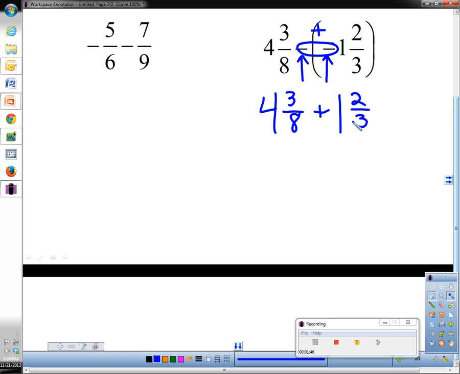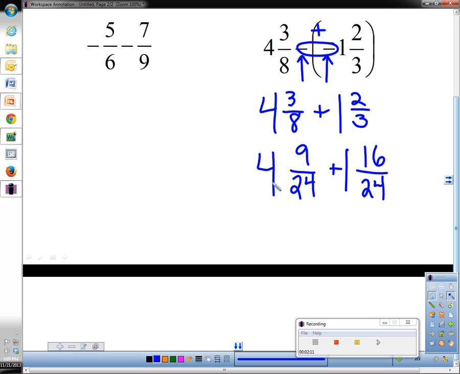When I'm adding, I'm not going to turn these into improper fractions. I'm going to leave the 4 and the 1 as they are, and I'm going to find a common denominator for 3/8 and 2/3. I know that 8 and 3 both go into 24. 8 times 3 is 24. 3 times 3 is 9. 3 times 8 is 24. So 2 times 8 is 16.